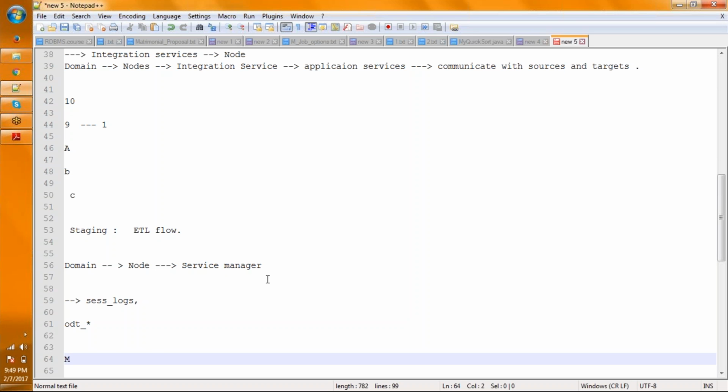Metadata is nothing but data about data, Mirza. Whenever I say metadata, it is data about data.